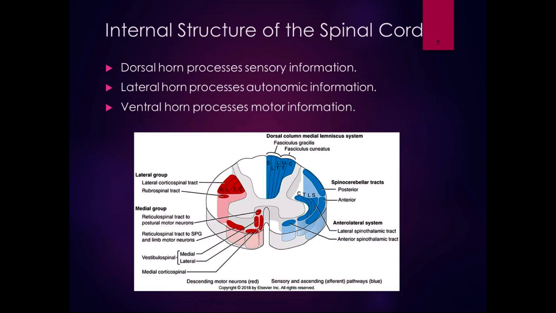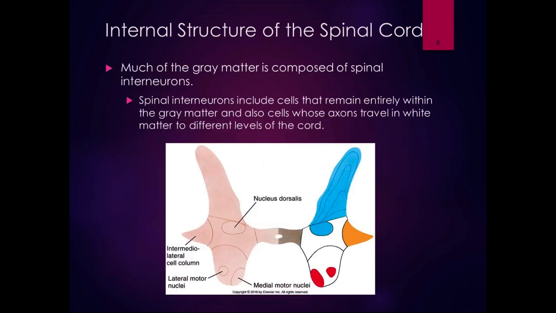So the ventral horn is primarily cell bodies of motor neurons whose axons exit the spinal cord via the ventral root. So there's a real organization, there's a real structure to the spinal cord, which I think is amazing, really. So a lot of the gray matter, even though we have all the cell bodies that I just talked about, is composed of spinal interneurons. The spinal interneurons include cells that remain entirely within the gray matter, and also cells whose axons travel in the white matter to different levels of the cord.